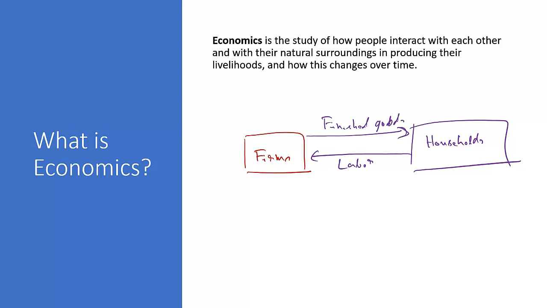So firms give finished goods to the households, households give labor, and also firms bring in raw materials, capital, which is also machinery, technology, all these things together to produce these finished goods to sell to the households. So this is a circular process. And in microeconomics, we are going to study the firms, the households, and finally the market. Because in the end, firms and households exchange their labor and the goods in a market.